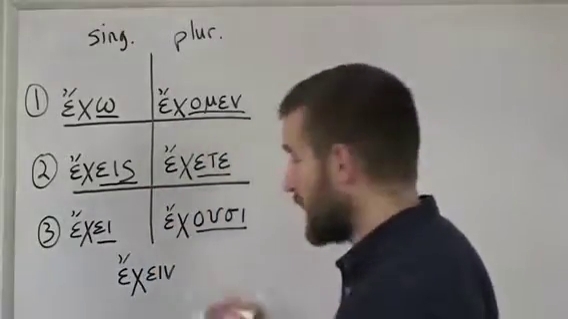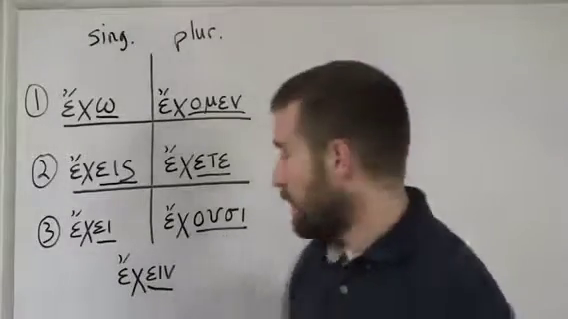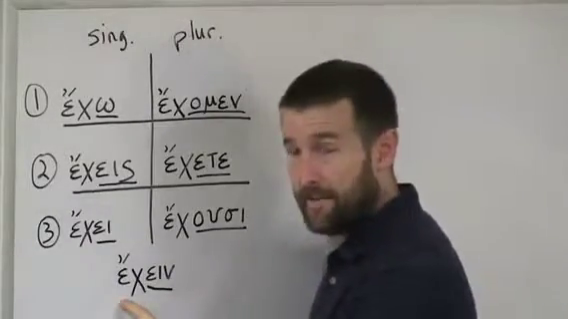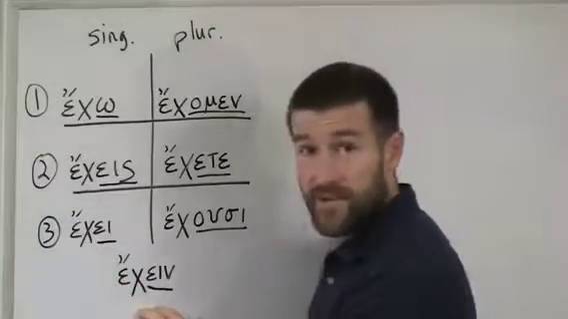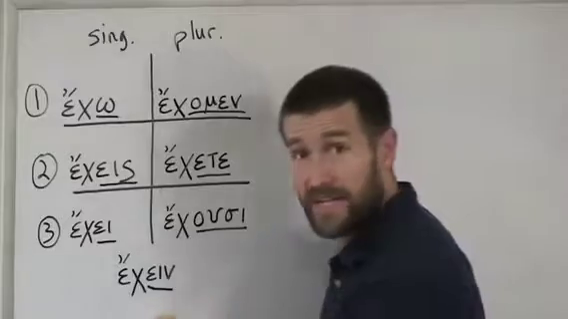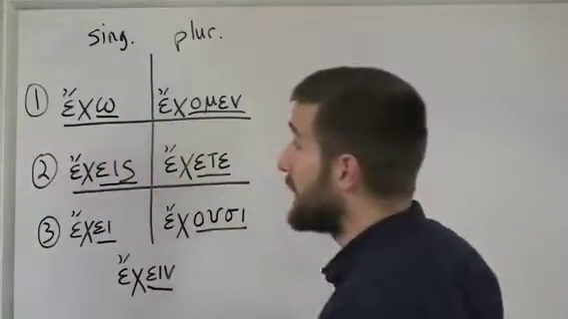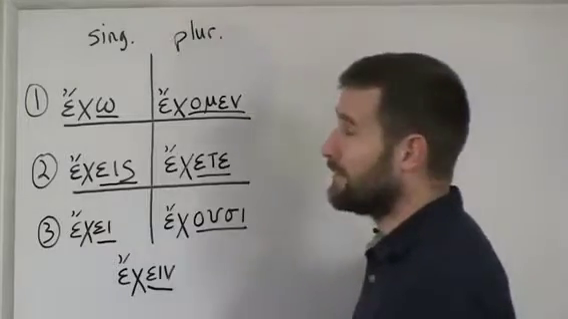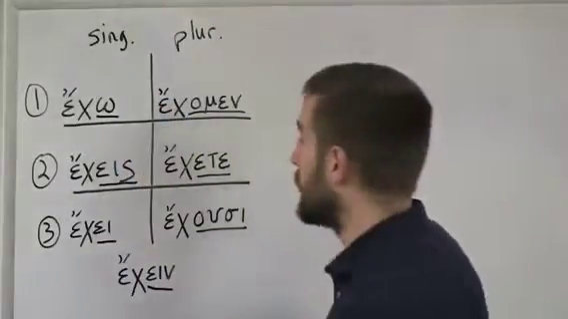Now I wrote down here at the bottom also the infinitive, which would be to have, all right, which would be echin. In English, this would be the dictionary form. In most languages, the infinitive is the dictionary form, but not in Greek. First person singular is going to be the dictionary form, echo, all right? So when you're learning verbs on flashcards or something, it's always going to be that first person form, okay?